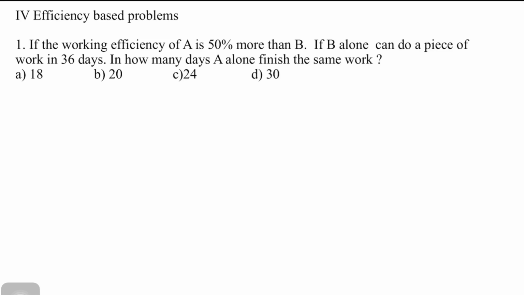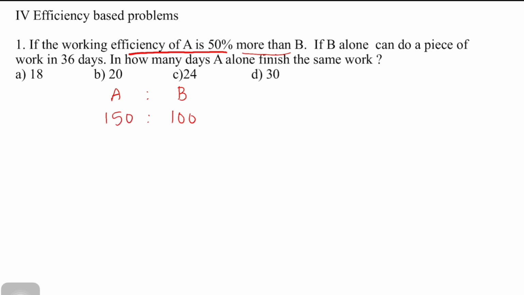We'll see the next type of problems, that is efficiency based problems. First one: if the working efficiency of A is 50% more than B, and if B alone can do a piece of work in 36 days, in how many days can A alone finish the same work? They are saying working efficiency of A is 50% more than B. So if I take B as 100, then A is 50% more than B. So A will be 150.